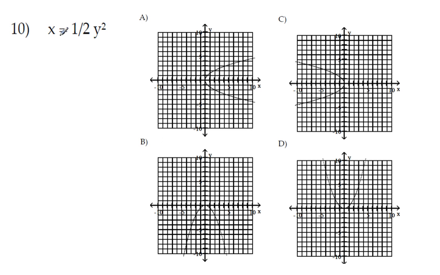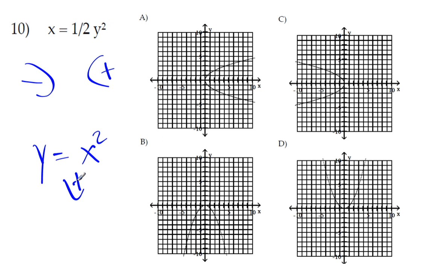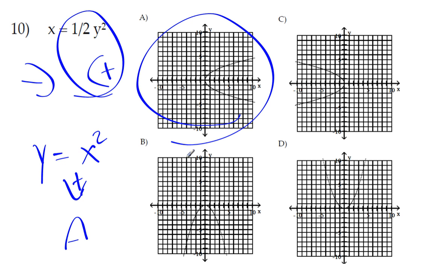Alright, this guy. We got the x equals y squared. The y squared means that it's either one of these. If it's positive, it's this one. If it's negative, it's that one. If we got y equals x squared, positive's going up and negative's going down. So we got this situation going on. That's got to be this guy because the others are going the wrong way.